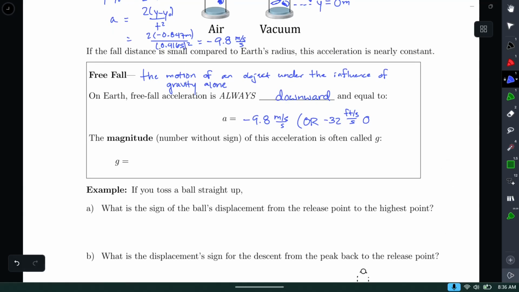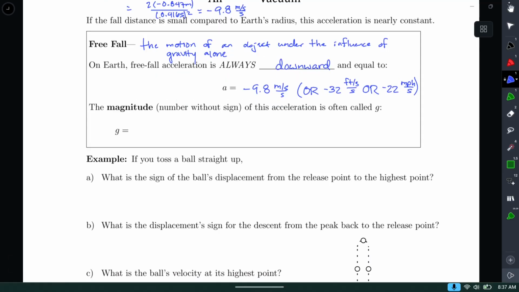Or if that's not clear, we could put it in miles per hour. So 22 miles per hour per second. You drop something, 1 second later it's moving at 22 miles per hour. 1 second after that, 44 miles per hour, then 66 miles per hour, and so on. So it only takes 4 seconds of fall for something to be moving 88 miles per hour. The size of that acceleration you often hear called g. So g is just, throw out the sign, throw out the negative.